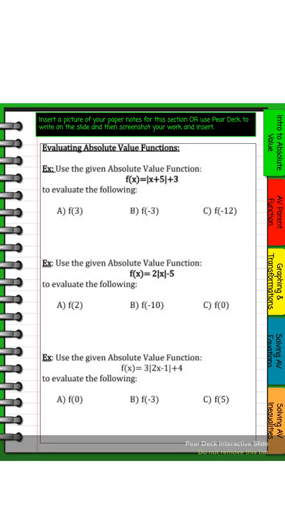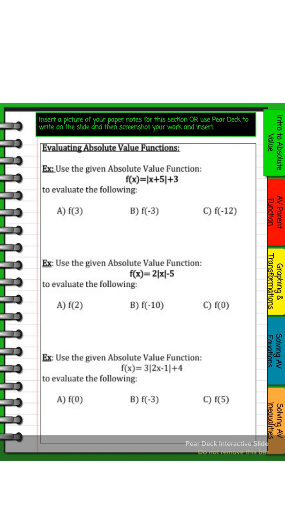All right, on this next page over here, it does say to insert a picture of your paper notes for this section. Honestly, I'm okay with you just leaving the notes for this page in your journal. If you want to take a picture of those notes and insert them into your interactive notebook, certainly you can, but you do not have to. So let's look at evaluating absolute value functions.